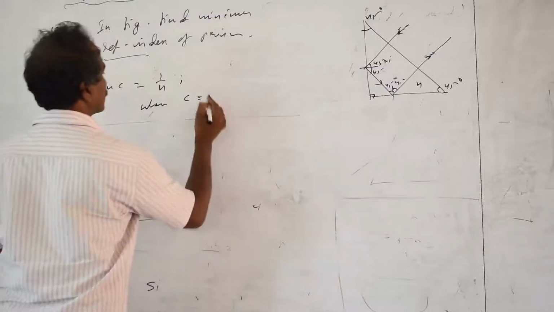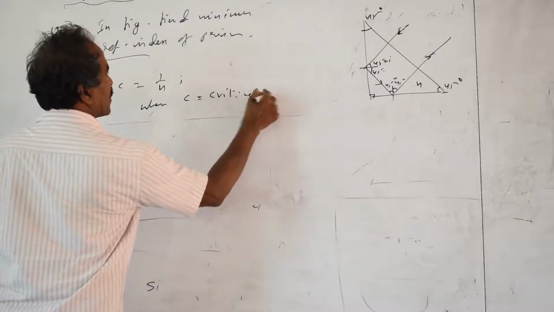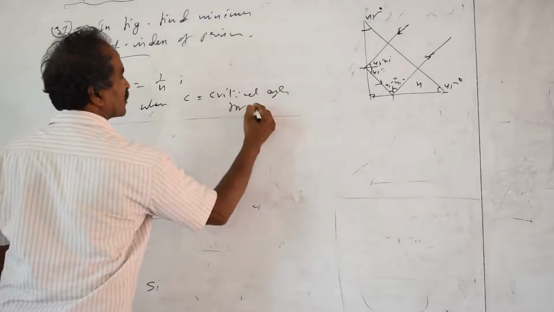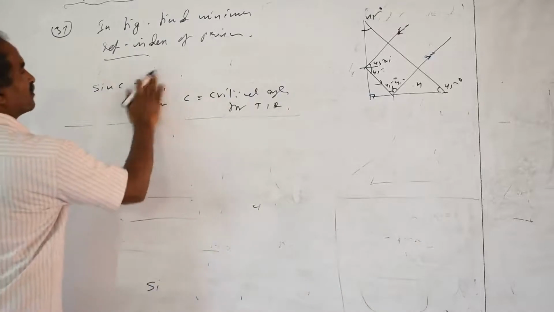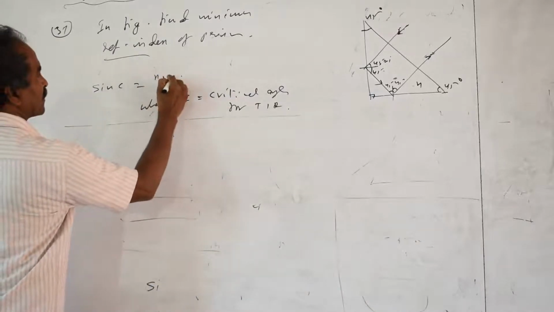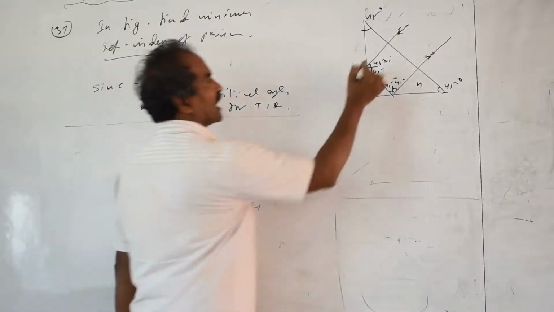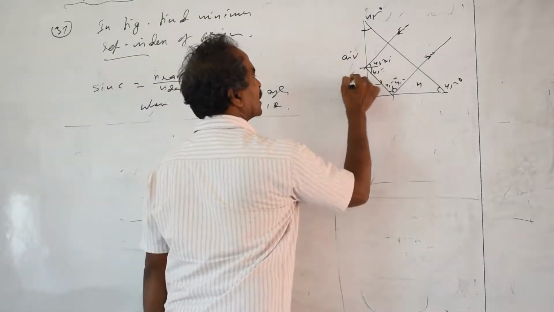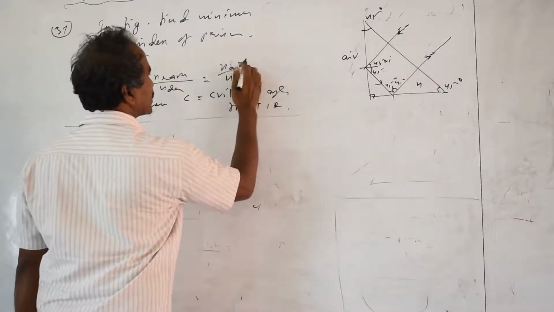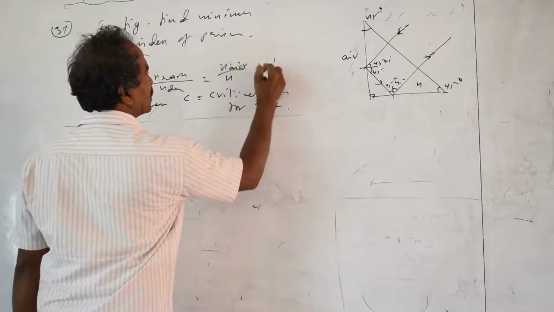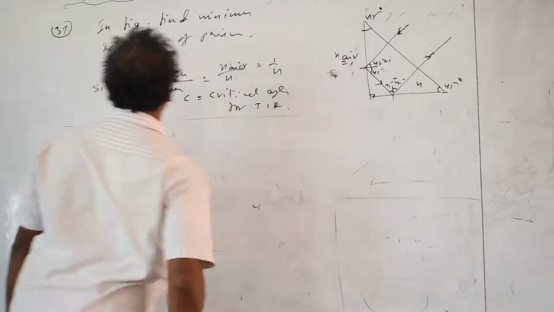C is equal to the critical angle for total internal reflection. It is nothing but equal to rarer medium by denser medium, n rarer by n denser. That means it is traveling from the glass to air. This is the air. Air is nothing but the rarer medium. That means it is n air by n material, n medium. That means 1 by n only. n air is equal to 1, we take approximately.